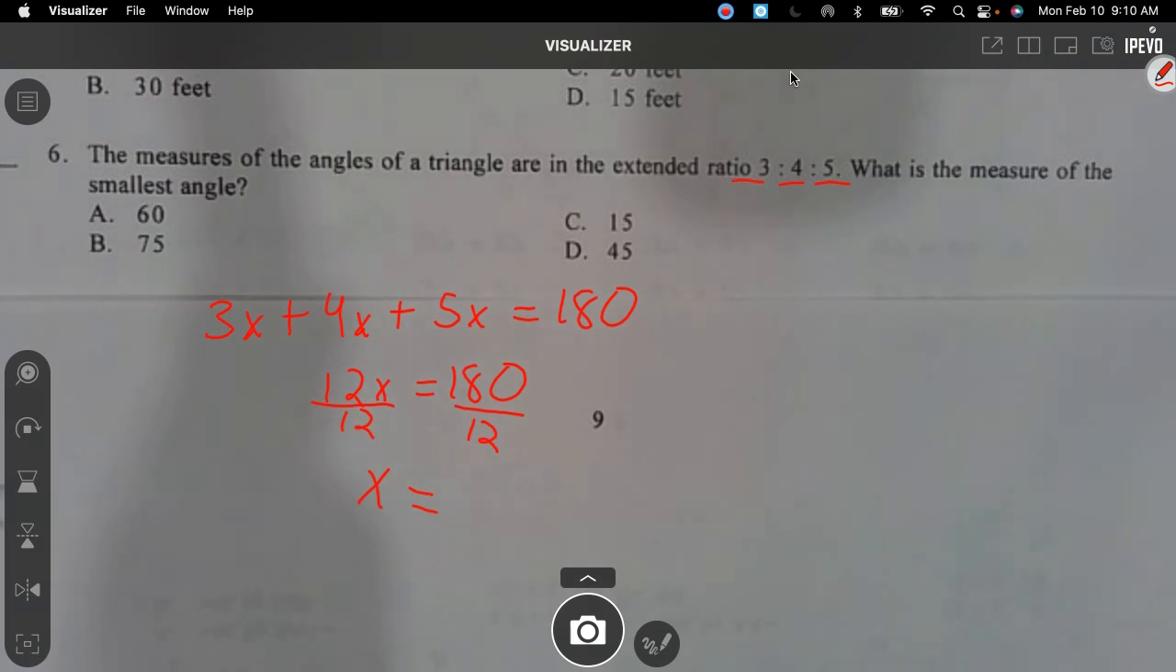What does x equal? What is 180 divided by 12? It is 15. Now let's see what it's asking for, because you have to go back in. What's the measure of the smallest angle? Which one of these do you think would be the smallest? Where I multiply by 5, 4, or 3? 3, the smallest number. What is 3 times 15? 45. There's your angle. Okay.